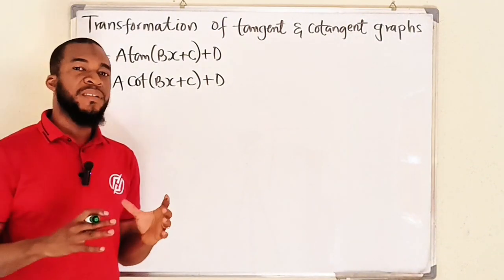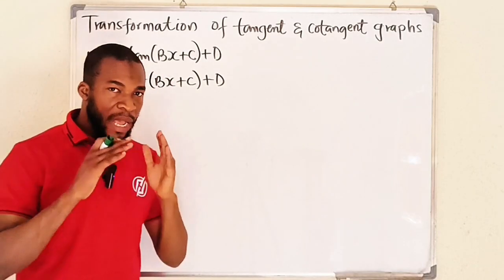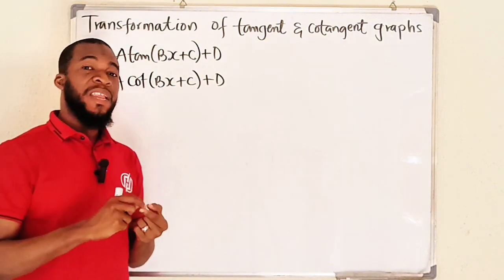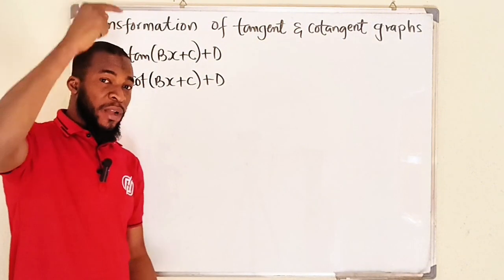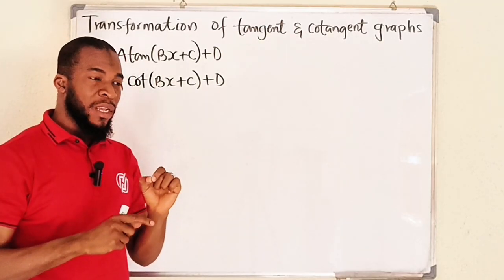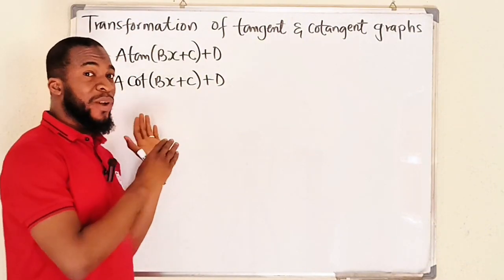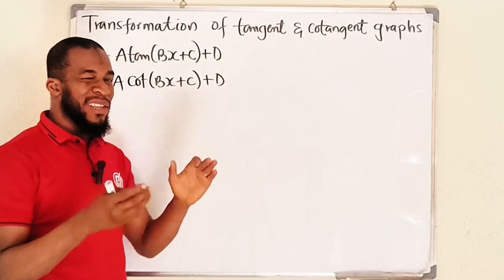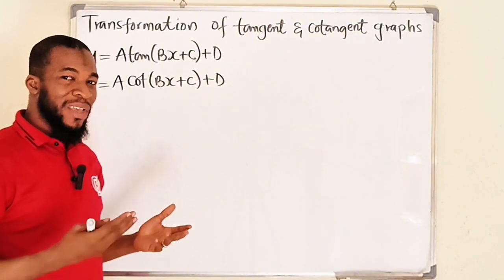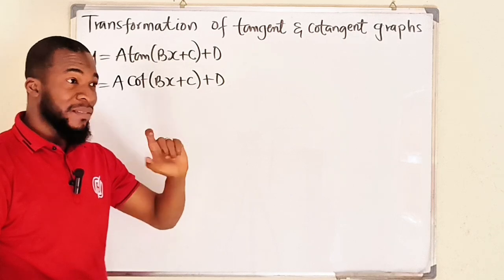So next, we need to understand the effects of a, b, c, and d. Let's start with a. A here is not the amplitude. Rather, it has some effects on the graph. It may either stretch the graph vertically or compress it, depending on the value. If the absolute value of a is greater than 1, then the graph will be stretched vertically. If the absolute value of a is between 0 and 1, then it will compress the graph vertically as well. And if a is negative, it will reflect the graph about the x-axis.